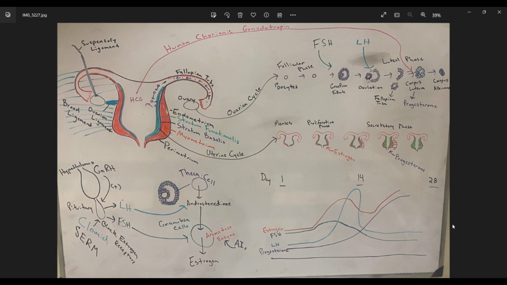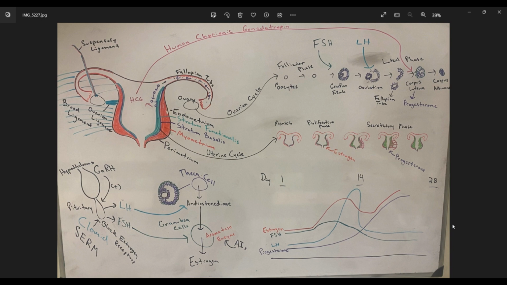And that's also leading up to ovulation. Look at our hormones: estrogen levels are climbing, FSH levels are climbing slightly, and LH levels are climbing more so as we get towards day 14.